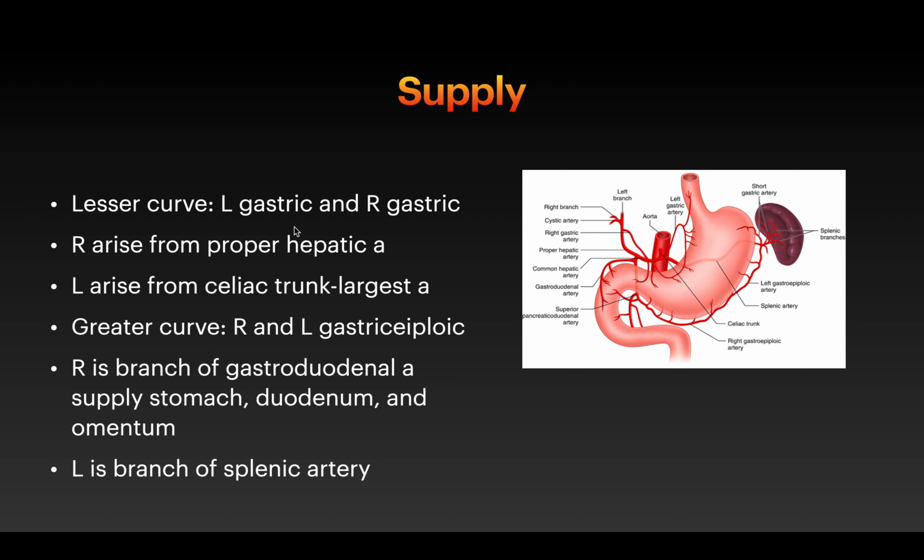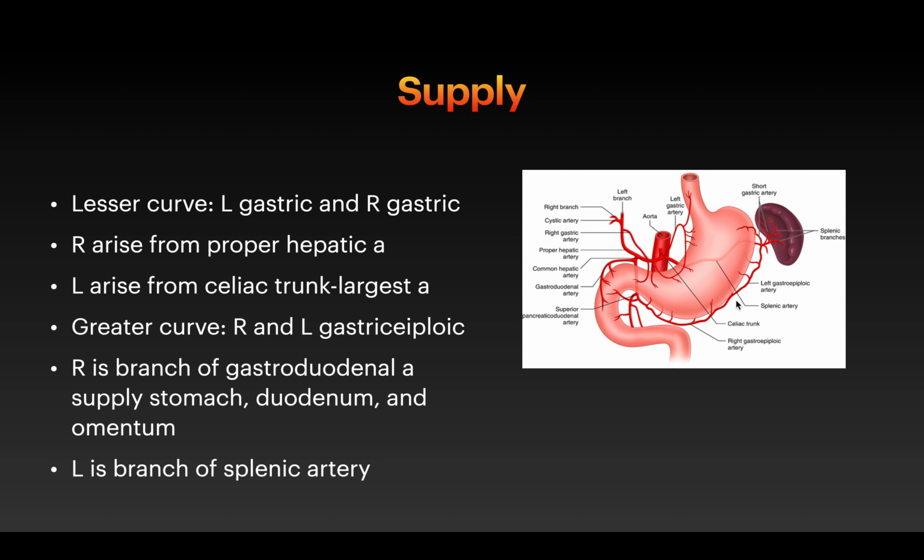So the lesser curve of the stomach is really supplied by the left gastric and the right gastric arteries. The right artery will come from the proper hepatic artery, and the left gastric artery will arise from the celiac trunk. So the left is going to be the largest of all of the vessels that supply the stomach.